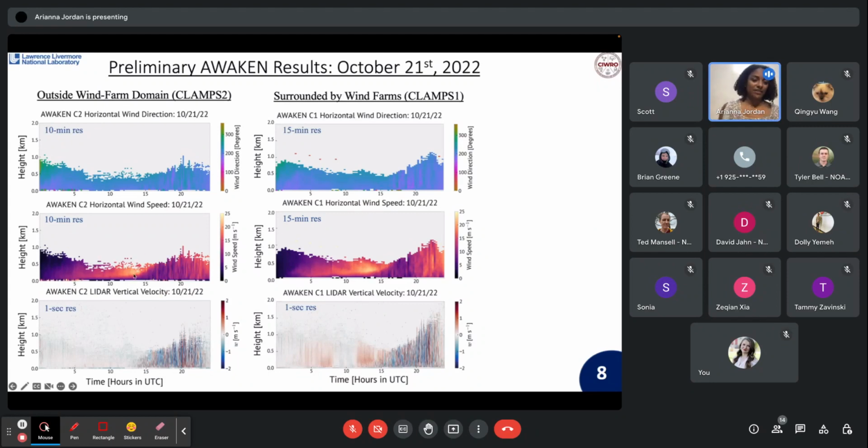The lidar beam doesn't collect the top of this layer as well as at the Clamps 1 site, but we see those very similar nocturnal low-level jets that are really long. And then we get the mixing during the day. The real story here is the vertical velocity mixing.